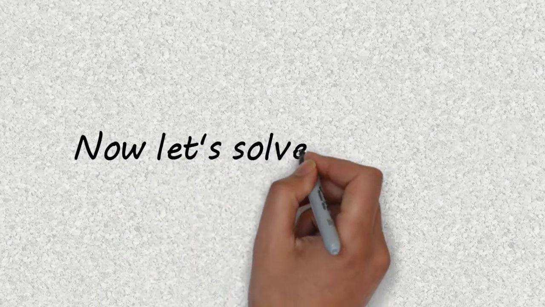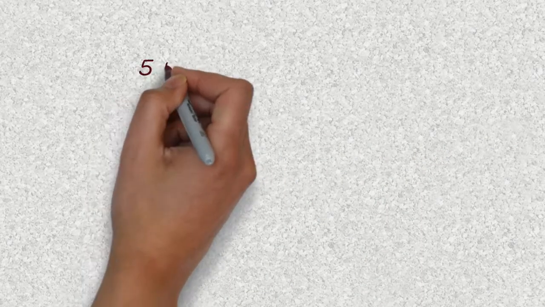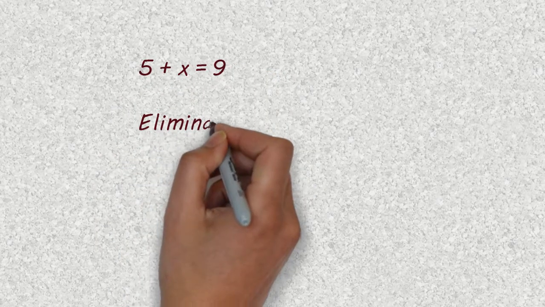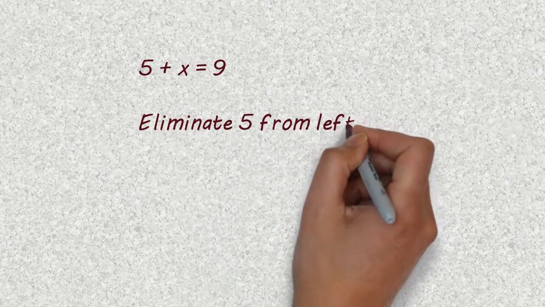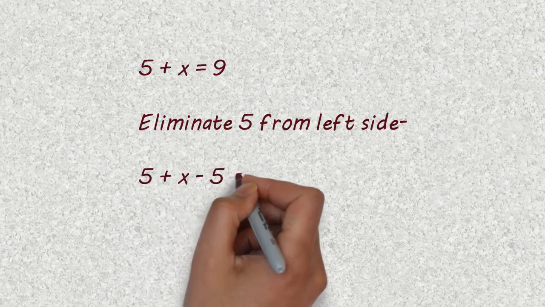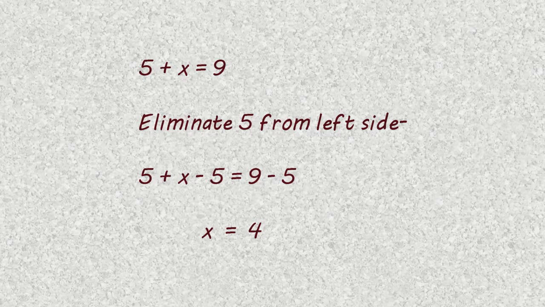Now let's solve the math. Here the equation is 5 plus x is equal to 9. So let's eliminate 5 from the left side, and in the meantime, eliminate 5 from the right side. So the solution will be x is equal to 4.